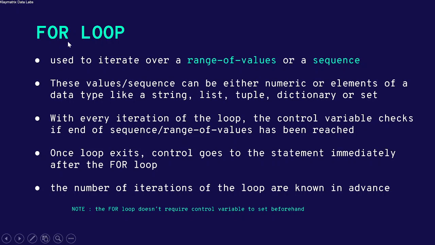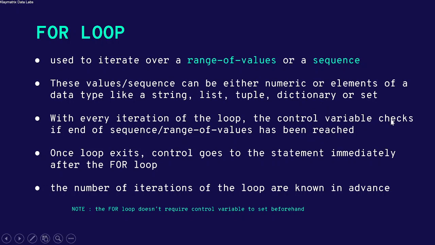So let's talk about the for loop. For loop is used to iterate over a range of values, which is specified by the range function we just discussed, or a sequence. Sequence could be a list or a string or a dictionary or a set. These values or sequence can be either numeric or elements of a data type like a string, list, tuple, dictionary, or set like I said. With every iteration of the loop, which means the loop goes once, twice, thrice. So every iteration means the loop runs for the first time, then second time, then third time, fourth time, so on and so forth. So every time it's running, it's the iteration.